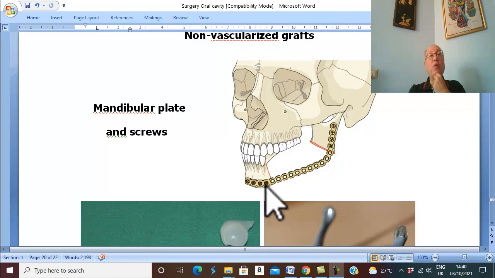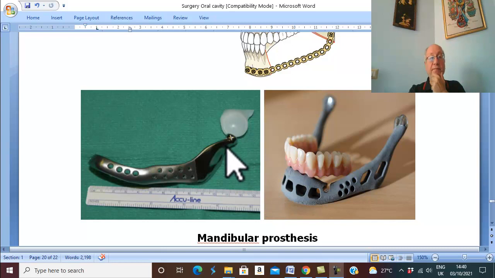Or mandibular prosthesis is available. In hemimandibulectomy, there is mandibular prosthesis for half of the mandible. And in total mandibulectomy, there is mandibular prosthesis to replace the whole mandible and to apply the denture and to give the full cosmetic appearance as usual.